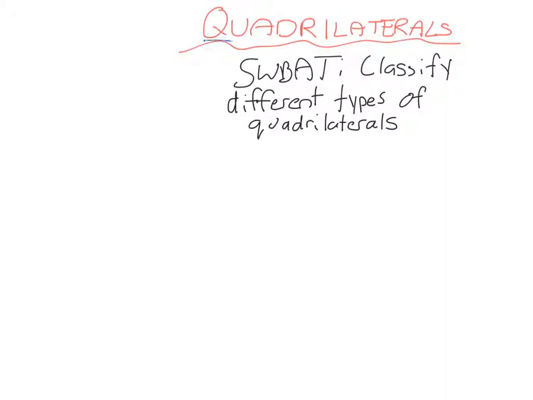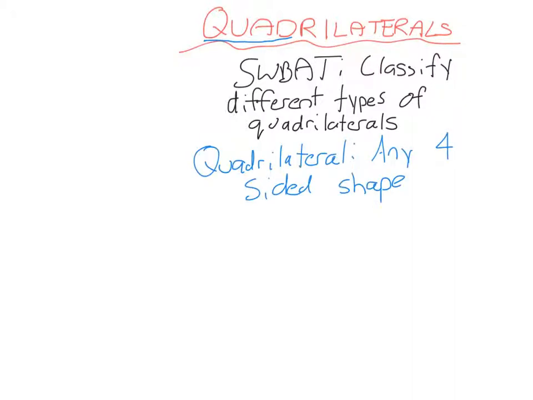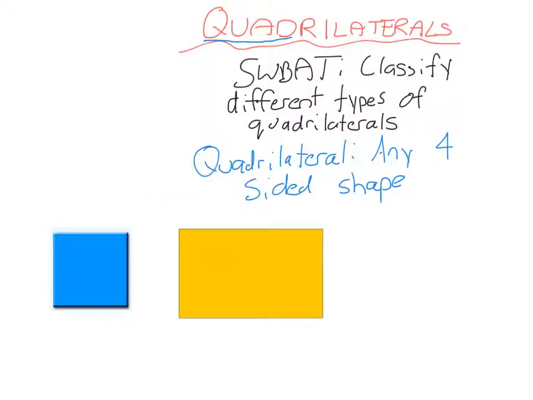Well, quadrilateral has this word at the start, quad, which means four. Quadrilaterals are polygons, they are any four-sided shape. So all the four-sided shapes you know are examples of quadrilaterals. Rectangles and squares are examples of quadrilaterals.